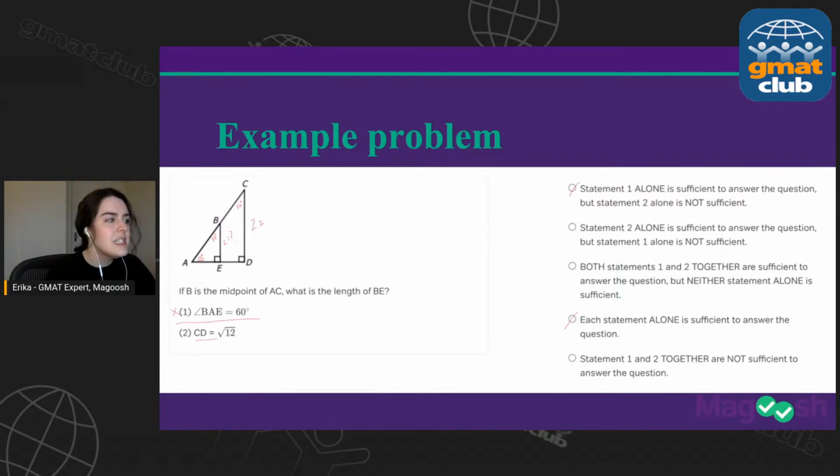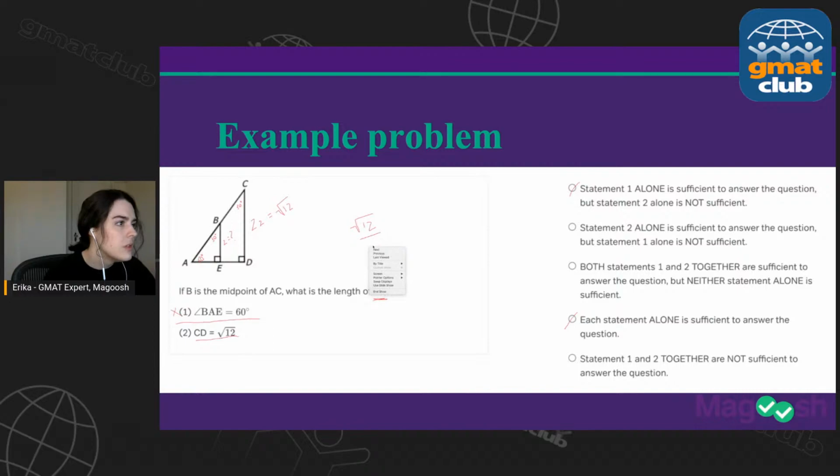This tells me CD is root 12. That means that this 2Z length is root 12. That is the side that is associated with the one we're solving for. Remember, we are solving for BE. We don't care about the other sides. I don't care the length of AE or AB or AC or AD. It doesn't matter. I care about BE. Remember what you're solving for. So I know BE is Z, and I know CD is 2Z, twice the length, which means that Z is going to be half of that, or root 12 over 2.